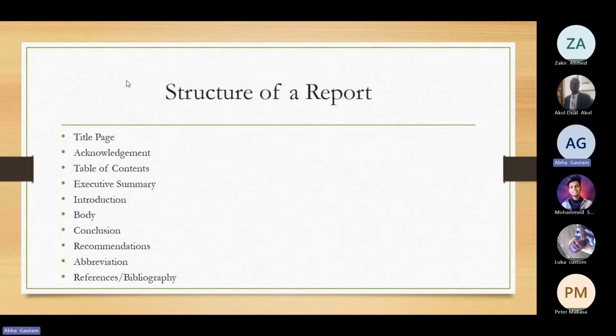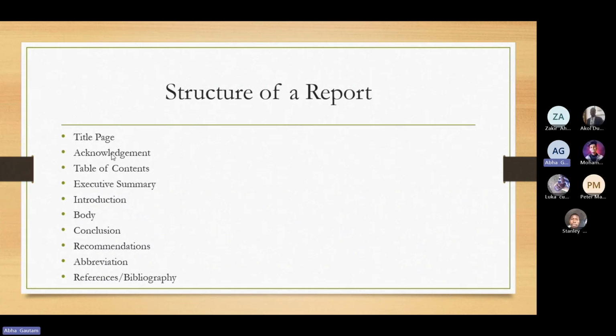Then we have acknowledgement. What are we supposed to write in the acknowledgement section? This section allows the people who were indispensable in writing the report to be thanked or mentioned. So whoever has helped you in writing that report, or whoever has made it possible for you to complete that particular task, you can acknowledge or thank that person. Then we have the table of contents.